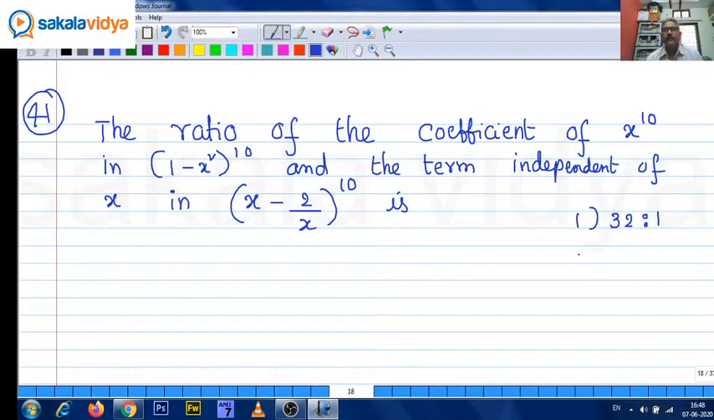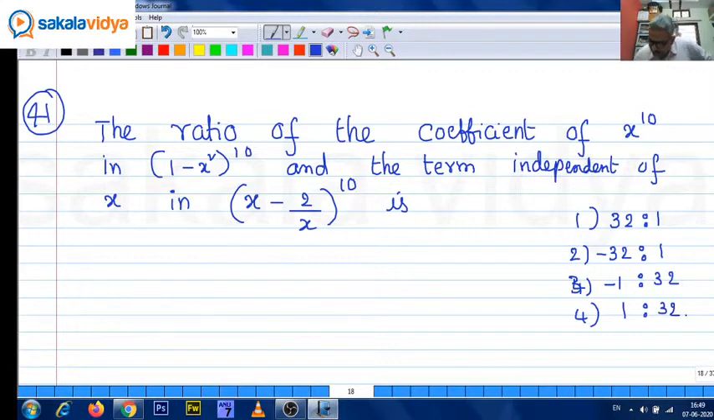Right. Second option minus 32:1. Fourth option minus 1:32. Third option. Fourth option 1:32. Right.